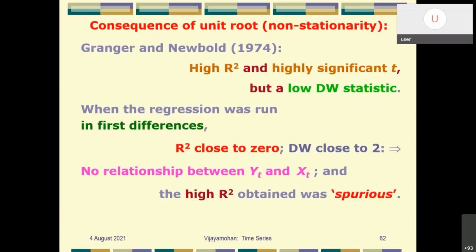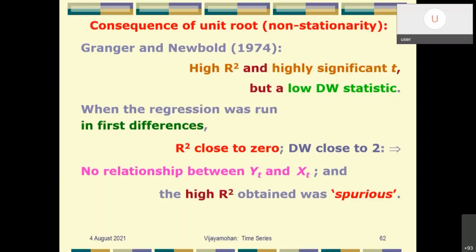But where do we use the DW statistic? For finding whether there is any autocorrelation among the residuals or in the error term. That is, whether the no autocorrelation assumption of the error term is violated. To test that, we use the DW statistic. Here they got a DW statistic that is close to 0.